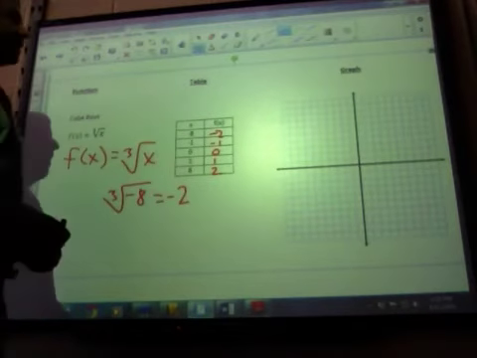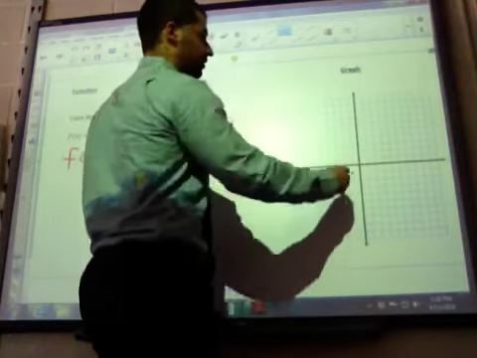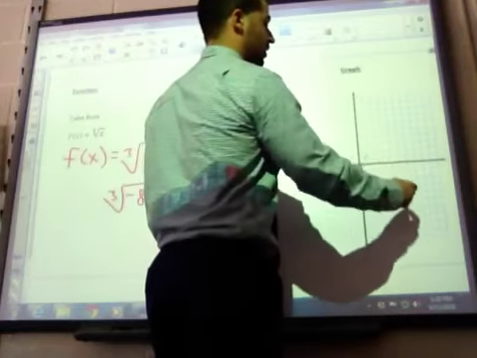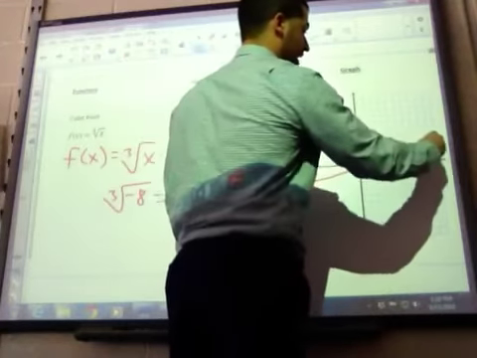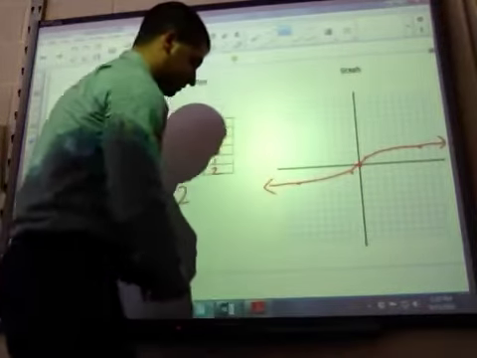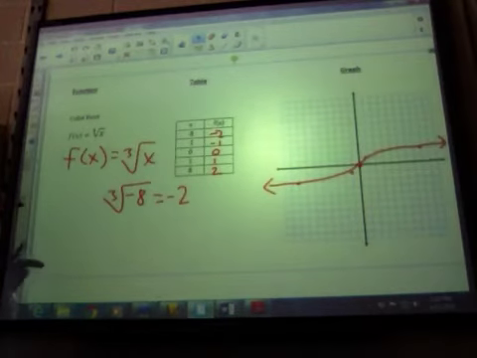We'll plot those on the graph. Negative 8, negative 2, negative 1, negative 1, 0, 0, 1, 1, 8, 2. And look, it's that funny looking graph again, but on its side. Just like we had the parabola on its side, we now have our cubic graph on its side.